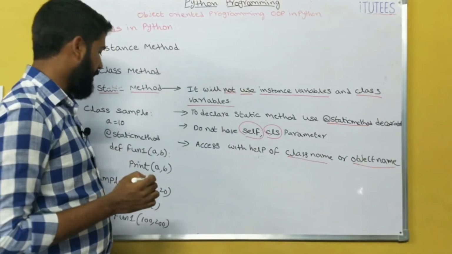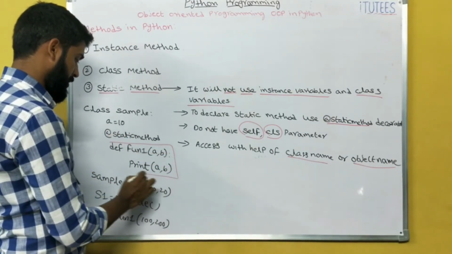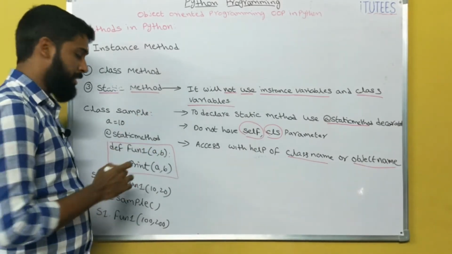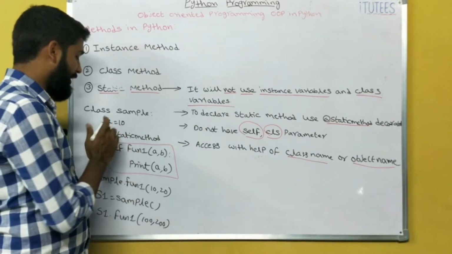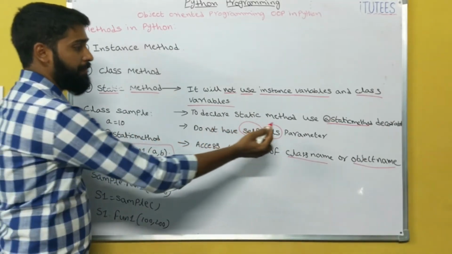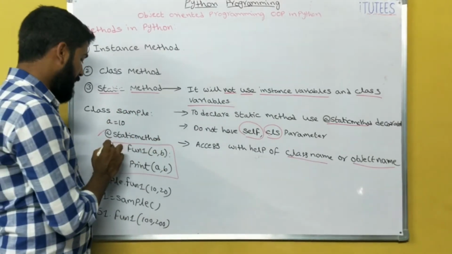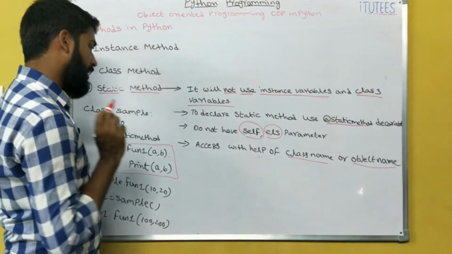Now we can see the example. This is the function. How can I define this function as a static method? Use the decorator @staticmethod. So this is the decorator. Now this function is treated as a static method.